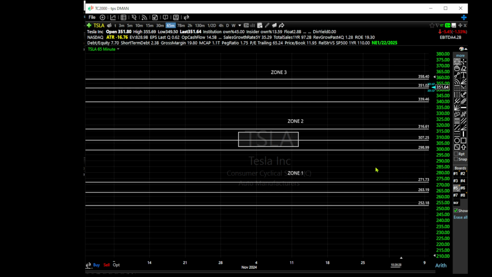The way that VP normally works is you'll have a little bit of VP here. You'll have a little bit more VP up here, right? And then your point of control is going to have a little bit more VP than the rest of them. So that's what your VP would look like most of the time.